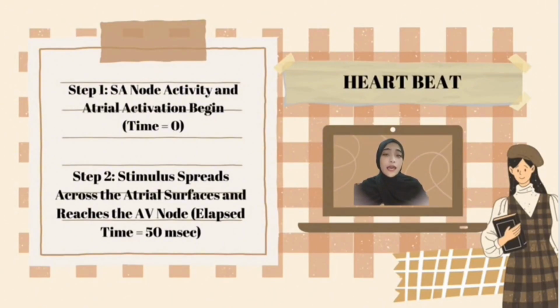Now, let's turn our attention to the heartbeat itself, breaking down the intricate steps from the SA node activity and atrial activation to the ventricular contraction. The heartbeat is a symphony of orchestrated electrical and mechanical events unfolding in a series of precise steps. Here is a breakdown of each step.